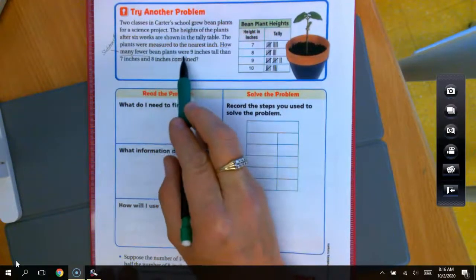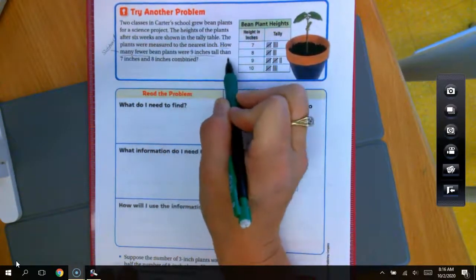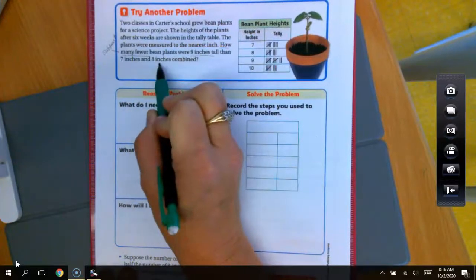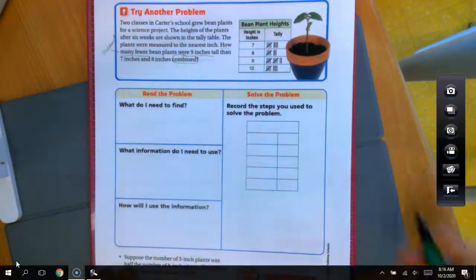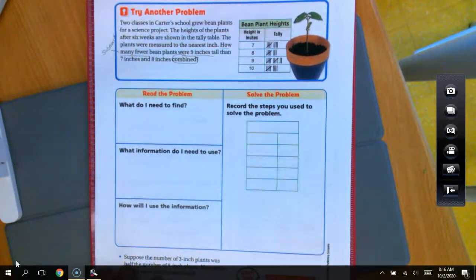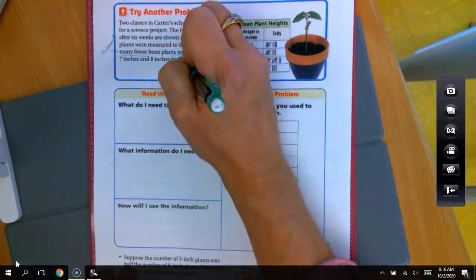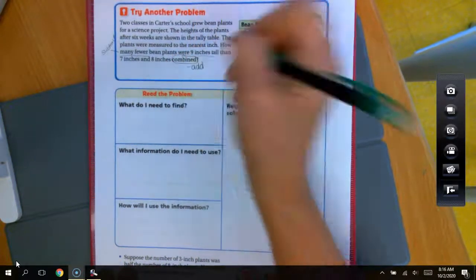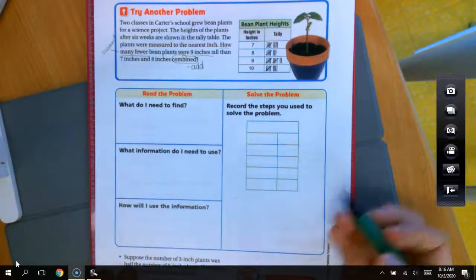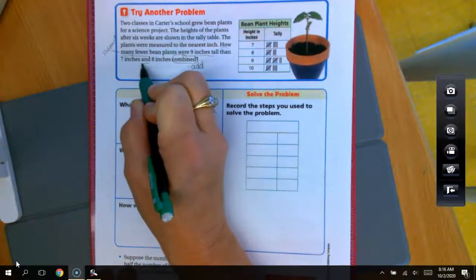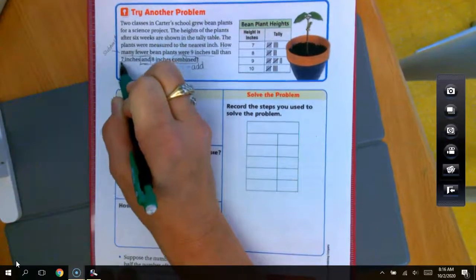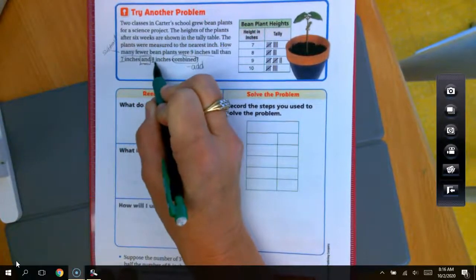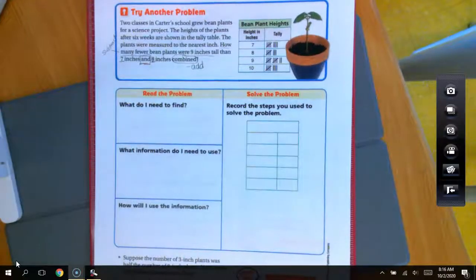How many fewer bean plants were 9 inches tall than 7 inches and 8 inches combined? That's another clue word, boys and girls, the word combined. I told you after I read this that it's a 2-step problem. Combined means to add. Well, what am I going to be adding? When I combine something, you have the word and. I have 7 inches and 8 inches combined.